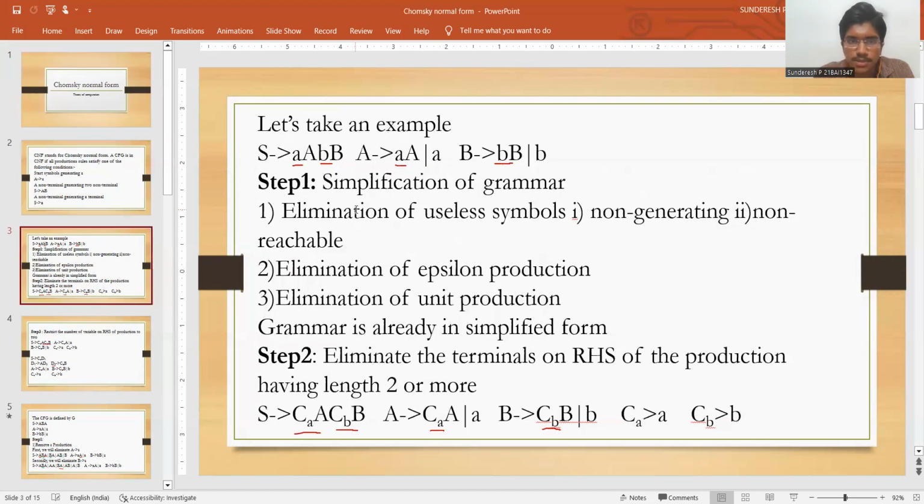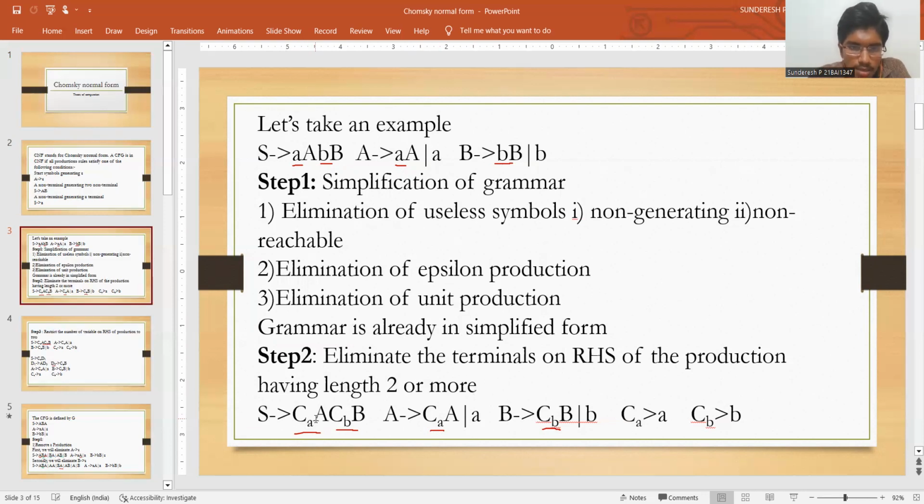Now let's take an example. Step one will be the simplification of the grammar. In that we have three types. The elimination of the useless production. In that we have two types: the non-generating and the non-reachable symbols. And the second one will be the elimination of the epsilon production, and the third one will be the elimination of the unit production. Step two: eliminate the terminals on the RHS of the productions having a length of two or more.